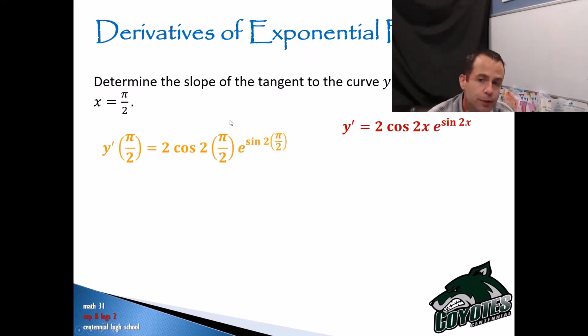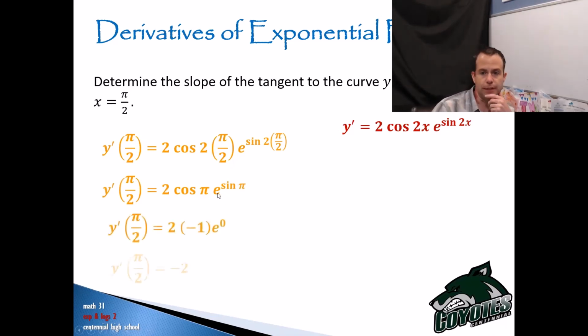2 times pi over 2 is pi, so this is going to be cos of pi, and over here it's going to be sine of pi. The cos of pi is -1. The sine of pi is 0. So 2 times -1, e to the 0 would be 1. So I end up with -2 altogether. Okay, so the slope of the tangent will be -2 at x equals pi over 2.